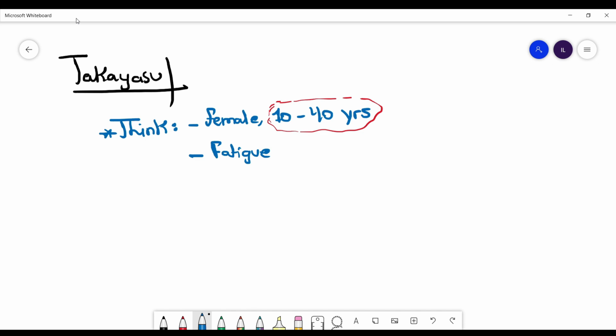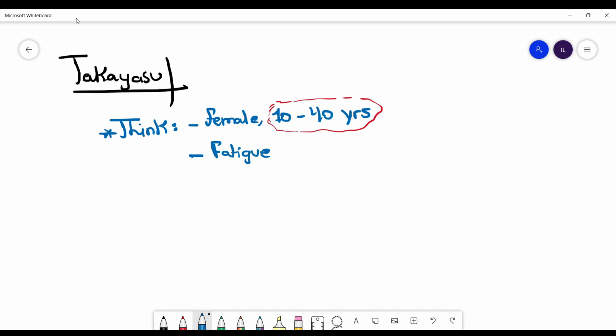So the main branches involved in Takayasu arteritis are the subclavian artery and vertebral artery. The subclavian artery supplies the arm, so you have claudication in the arm whenever they overwork the arm, as well as sometimes they will mention to you that they have cyanosis with ulceration at some point.